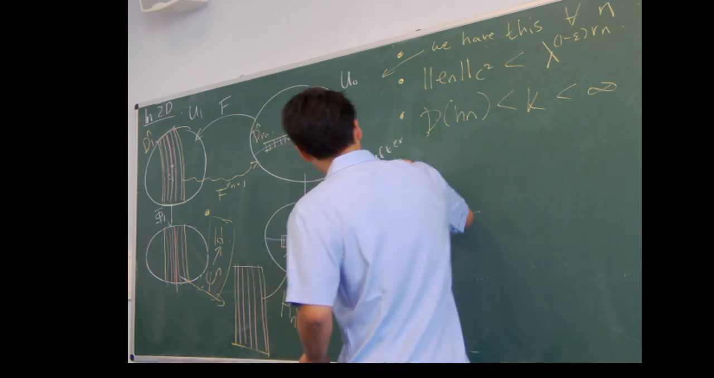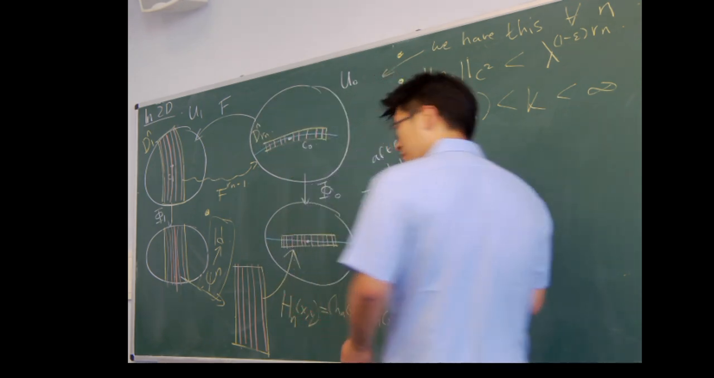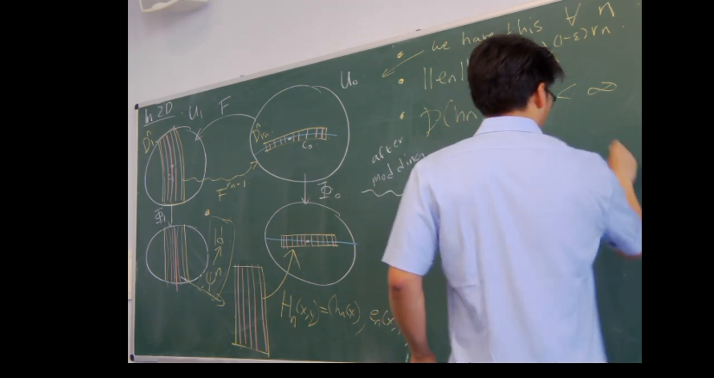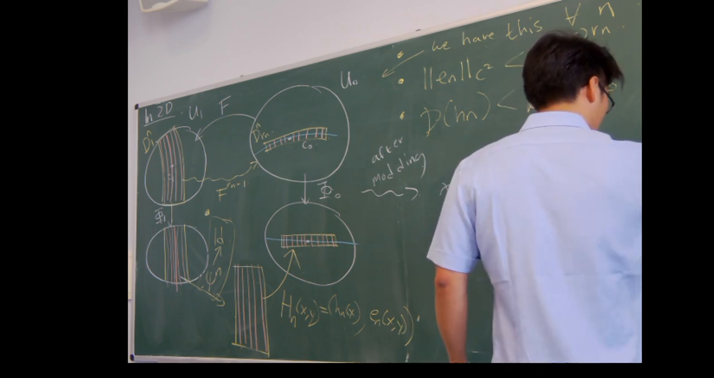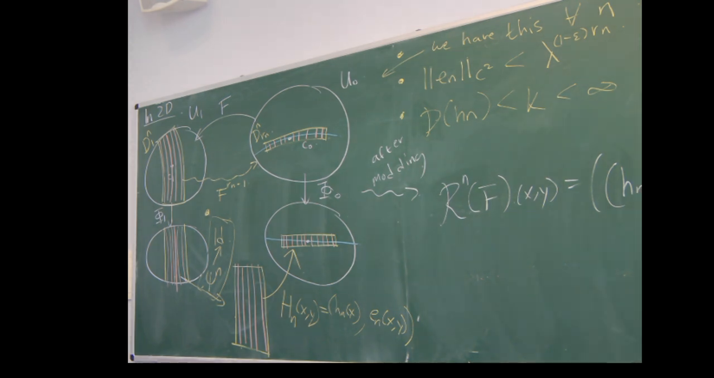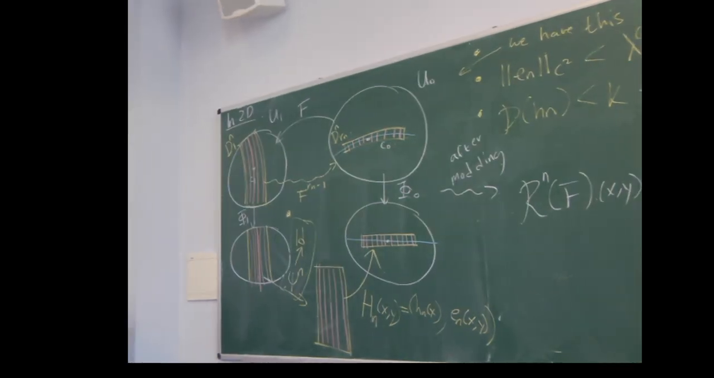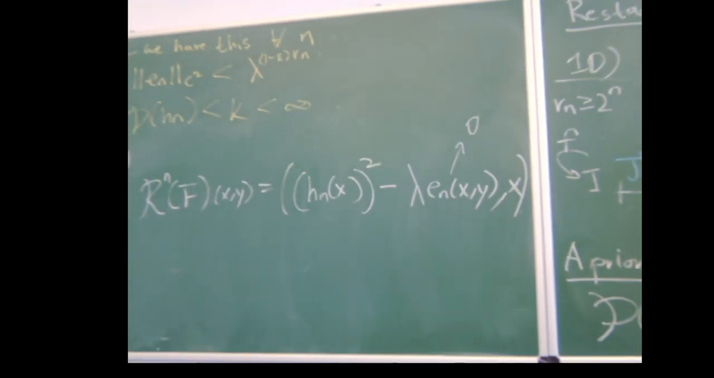After modifying a little bit, you get that the renormalization of F looks like HnX squared minus lambda ENXY. Yes, after massaging a little bit. Okay, so this is a diffeo, which when you square it becomes a unimodal map. This thing goes to zero, right? So this shows that you have this renormalization convergence to this 1D system.